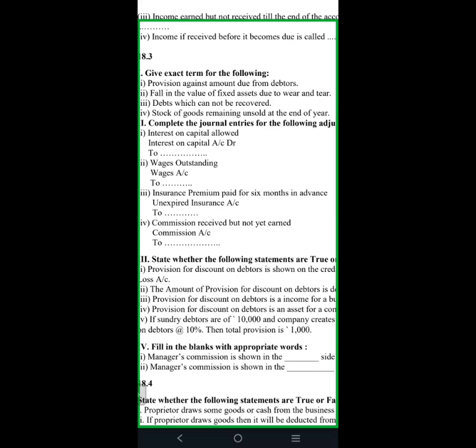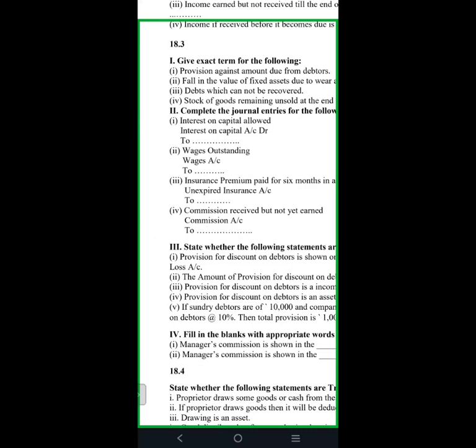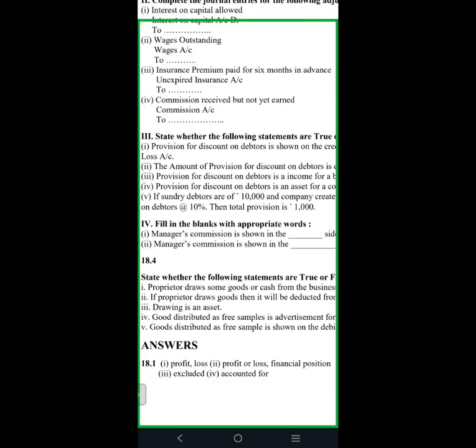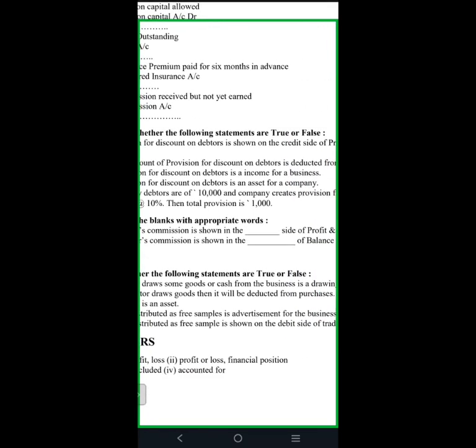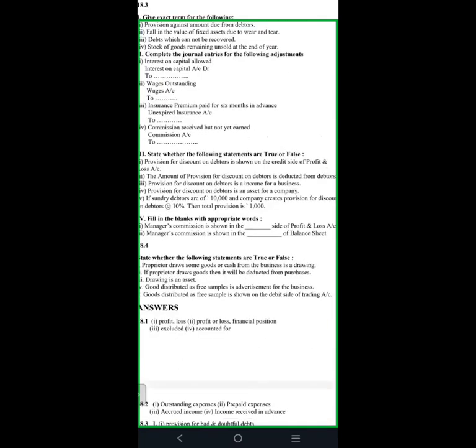Commission received but not yet earned. Commission account debit to commission received in advance account. State whether the following statements are true or false. Provision for discount on debtors is shown on the credit side of profit and loss account.